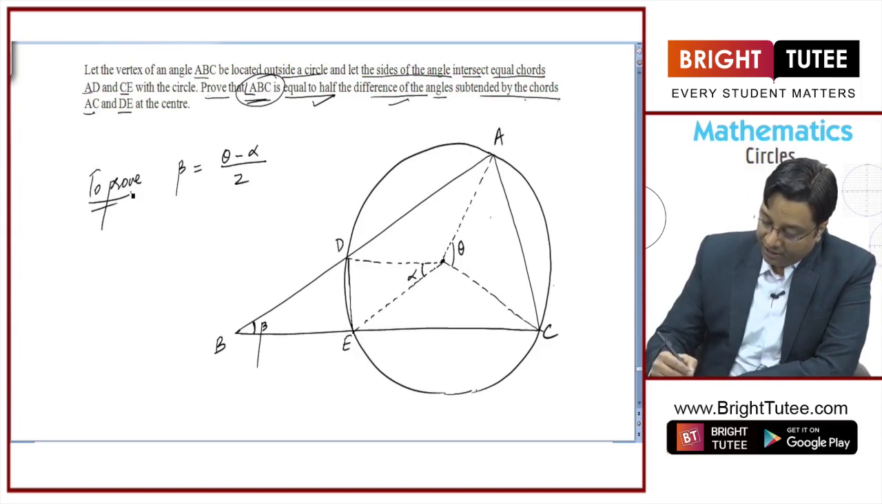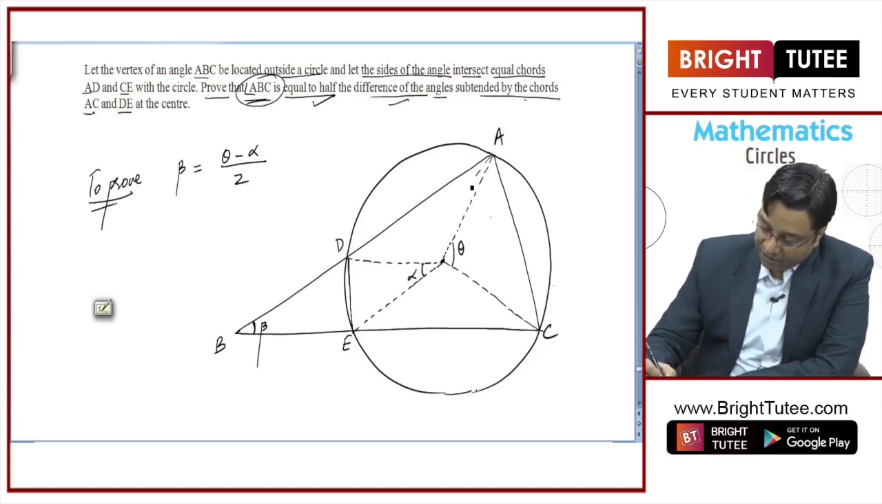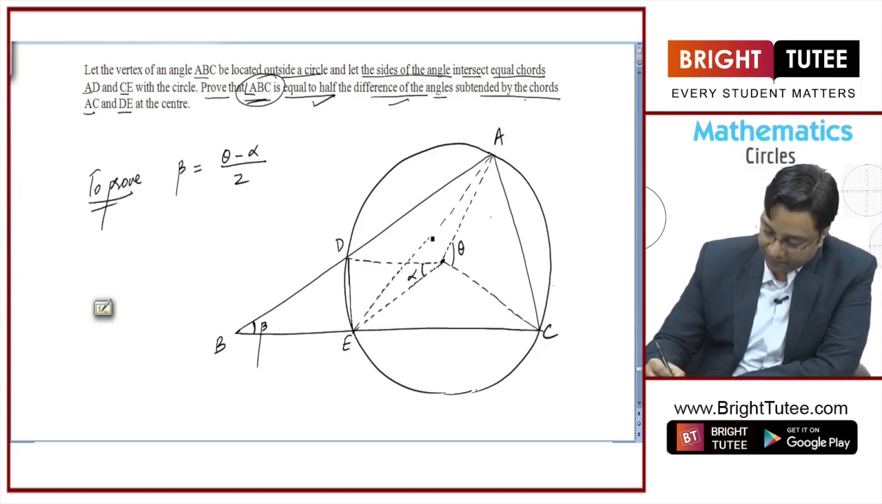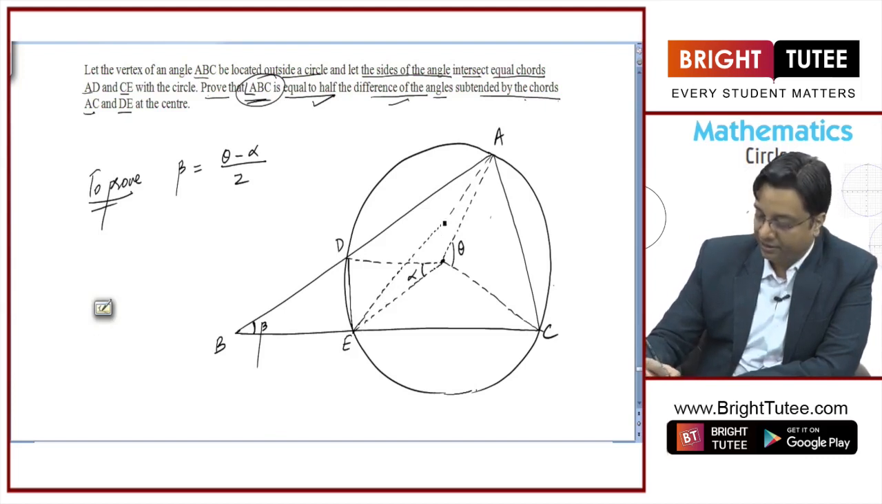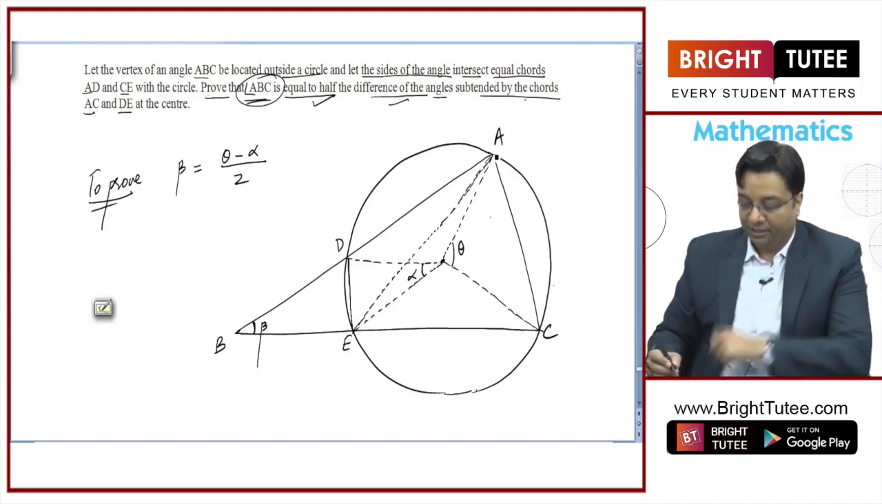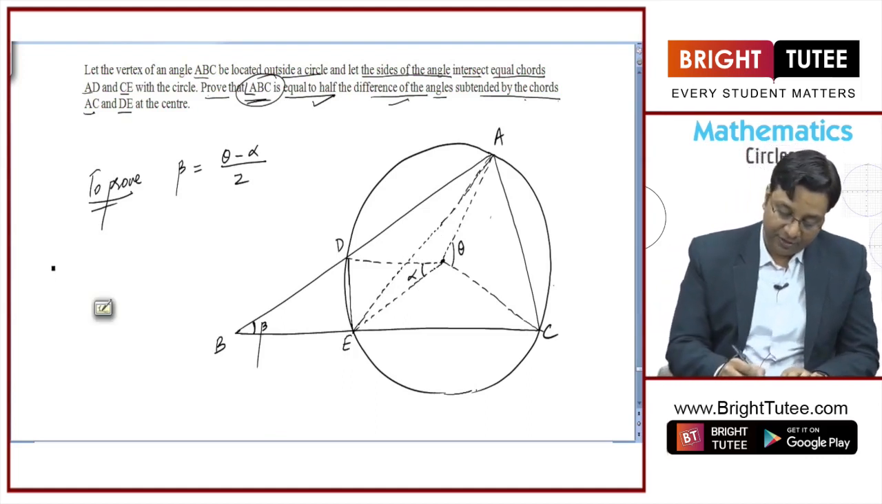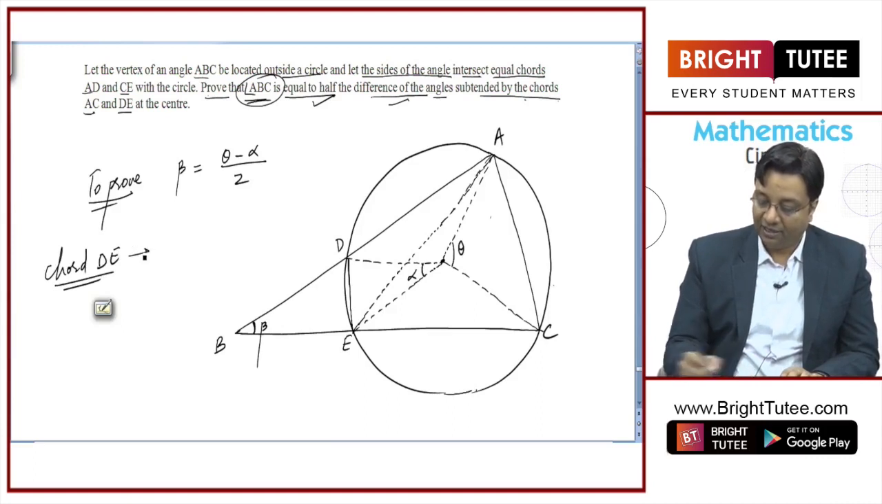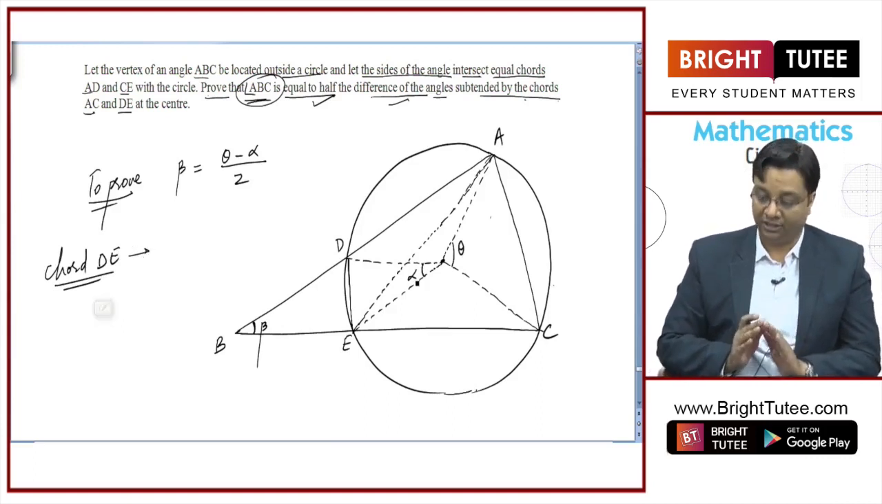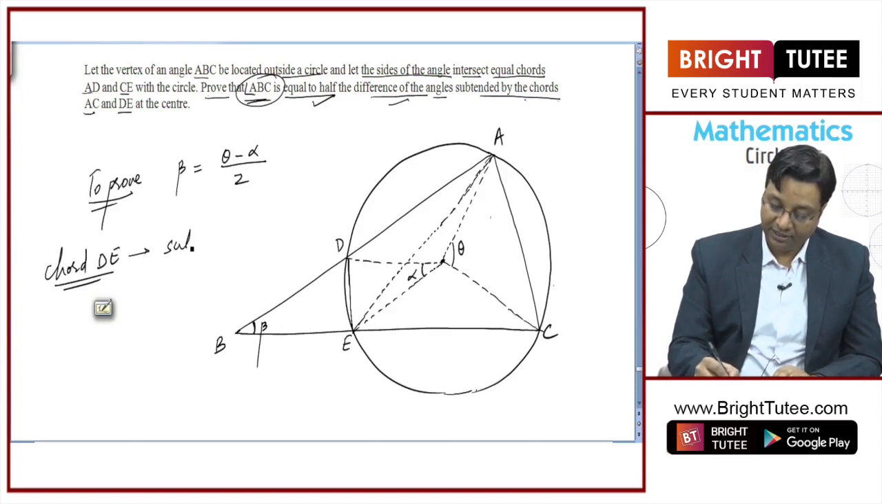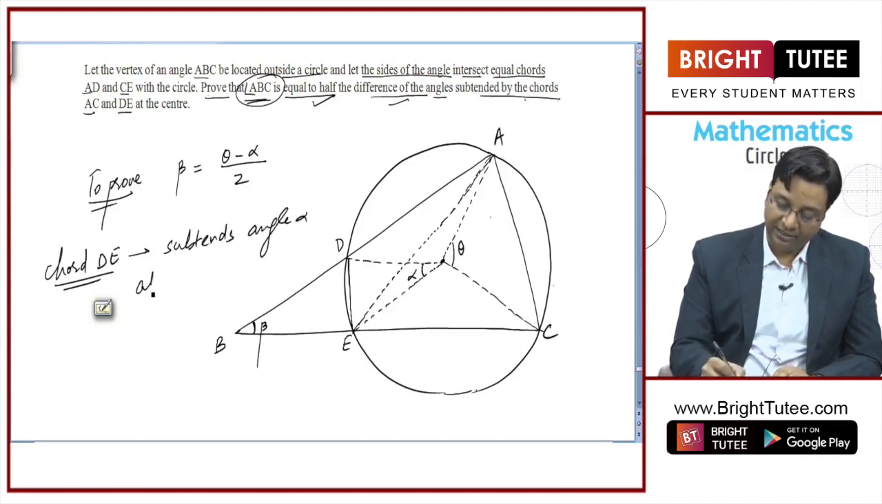Okay. Now look at this. There is a little construction. If I join A with E, now look at this chord DE. Chord DE subtends angle alpha at the center of this circle.